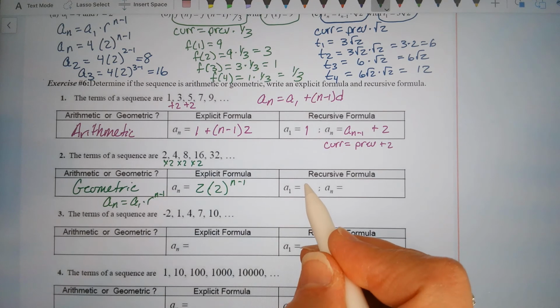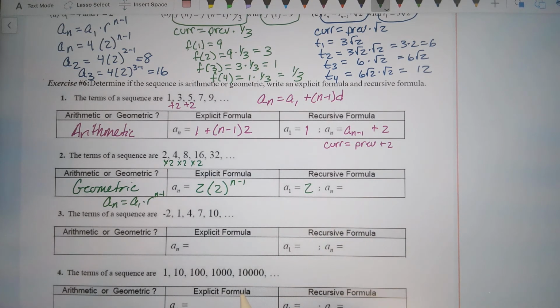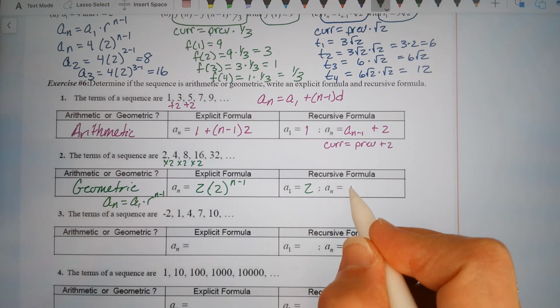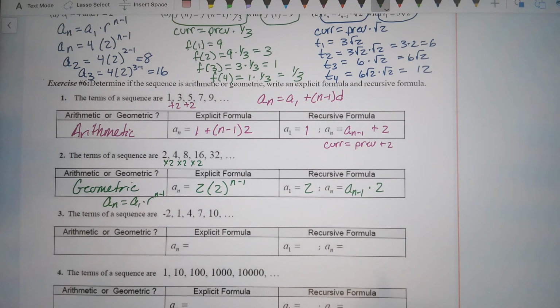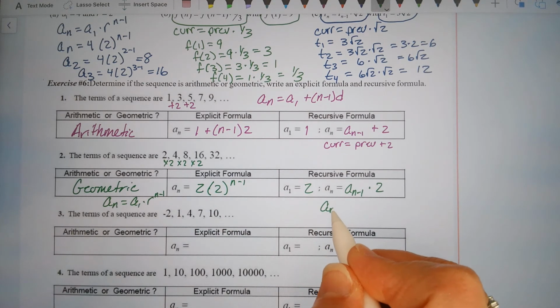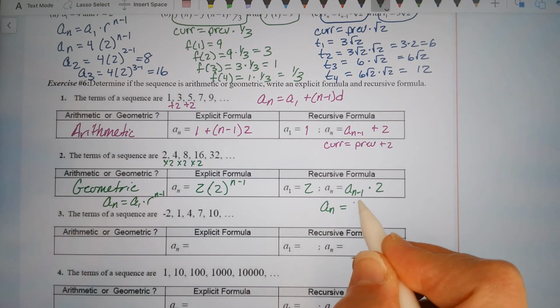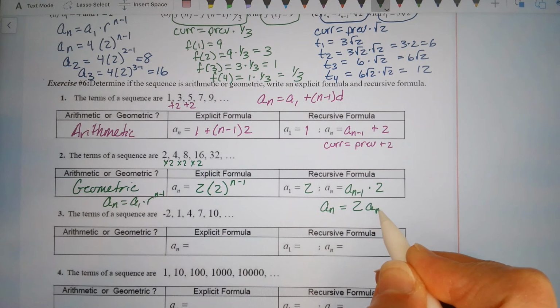Recursively, first term is 2. We take the previous and multiply by 2: a sub n minus 1 times 2. Or a nicer way of writing it is a sub n equals 2 times a sub n minus 1.